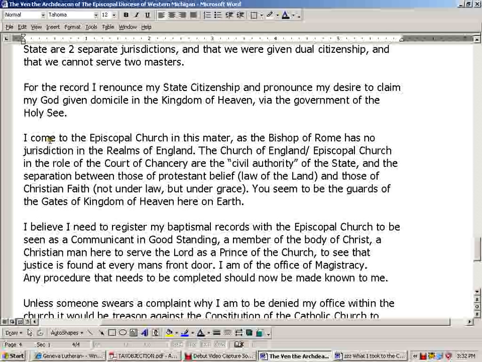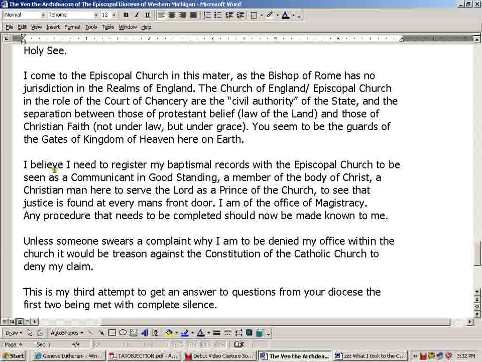I come to the Episcopal Church in this matter, as the Bishop of Rome has no jurisdiction within the realms of England. The Church of England and Episcopal Church, in the role of the Court of Chancery, are the civil authority of the state, and separation between those of Protestant belief, law of the land, and those of Christian faith, not under law but under grace, you seem to be the guards of the gates of the kingdom of heaven here on earth. I believe I need to register my baptismal record with the Episcopal Church to be seen as a member in good standing of the body of Christ, a Christian man here to serve the Lord as a prince of the church, to see that justice is found at every man's front door. I am of the office of magistracy.